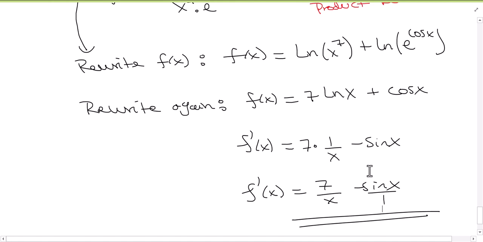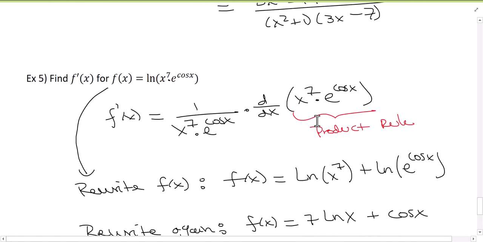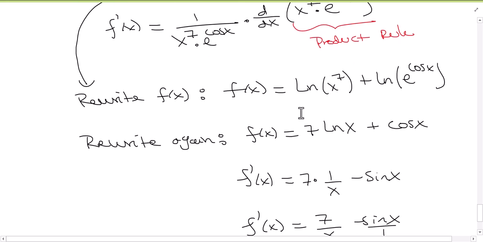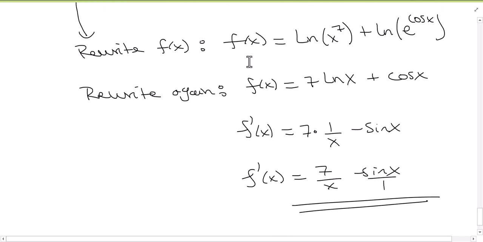So notice how much nicer it is to use the properties of logarithms than having to use a product rule or a quotient rule. So I guess the issue would be if you don't remember your properties of logarithms, then rewriting it is harder. And if you are pretty good at your product rule and quotient rule and the chain rule, then you might choose to do the chain rule and do that big product rule. But rewriting it is a much shorter and cleaner way of doing this problem.